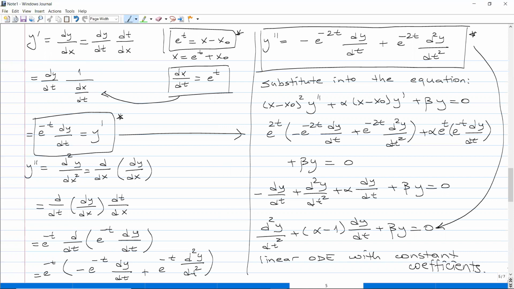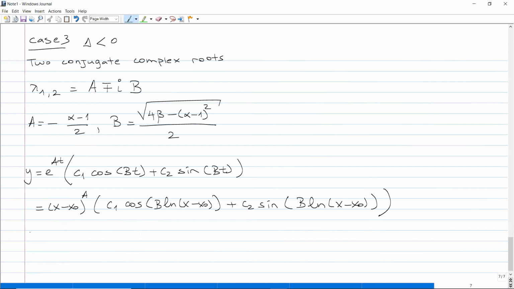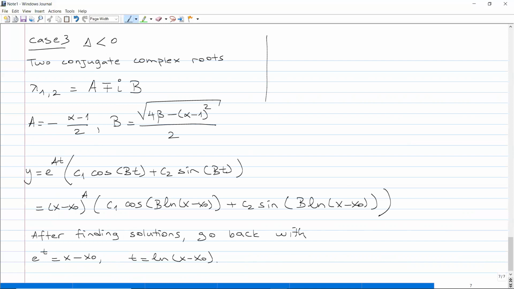Once you obtain your solutions, you need to go back after finding solutions. Go back with e to the t equals x minus x0, and t equals the natural logarithm of x minus x0. But remember, this is when x is greater than x0.